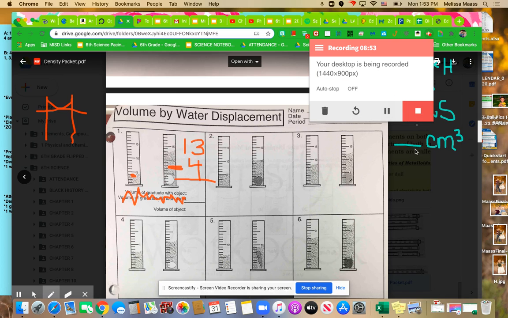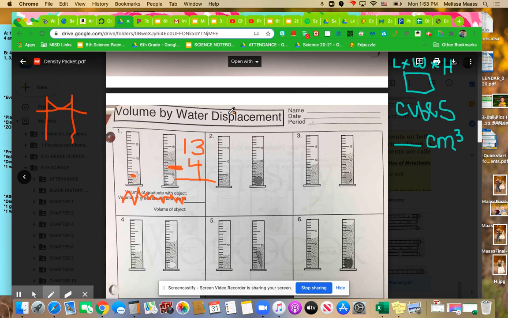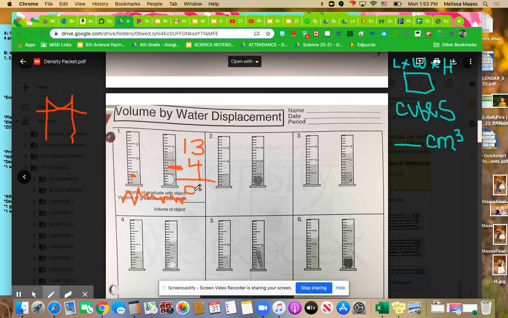I'm going to pull up the calculator and show you, because I know some of us are better with calculators. So remember on the previous video, I showed you how to add your calculator. And now that you have it, you'll just type in 13 minus 4. And, well, look, we got our answer. That's going to be 9. Okay.